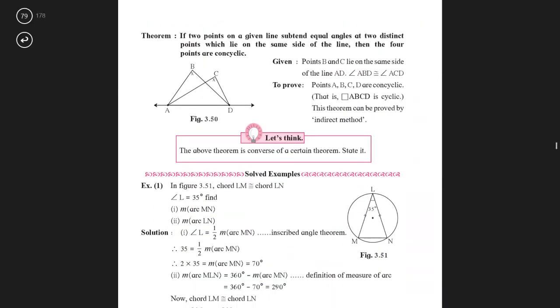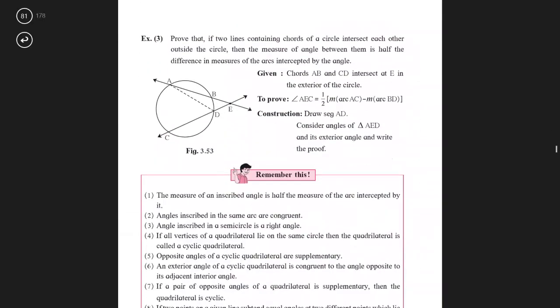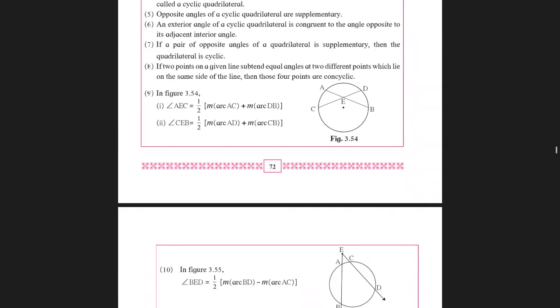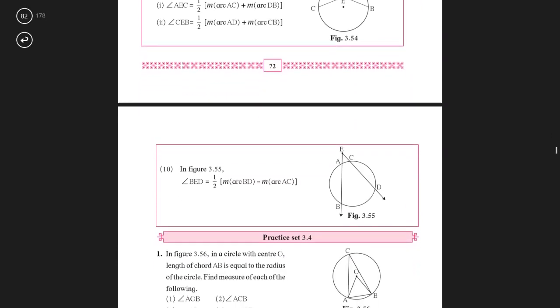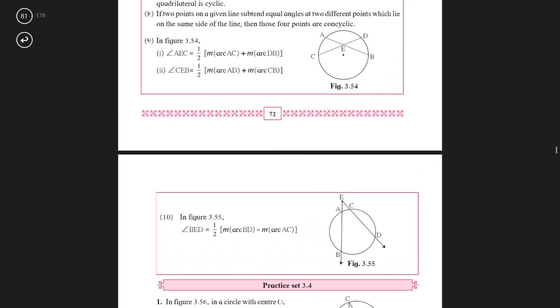Next, you go to this theorem. You need to write the statement of that theorem and draw the figure 3.5. That's all. No need to write the given and to prove. You need to write the theorem, draw the figure. Okay. Now you go to this particular point. Remember this. And here, you need not write the points 1 to 8. Okay, all this you have already written. You have to write only 9 and 10. Draw figure 3.54. Write both those points. Draw figure 3.55. Write the point number 10. So these are the things to be written.